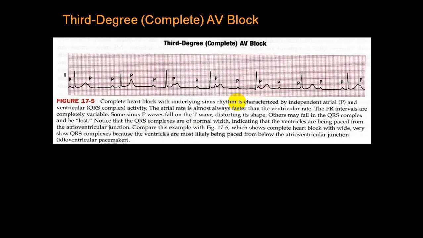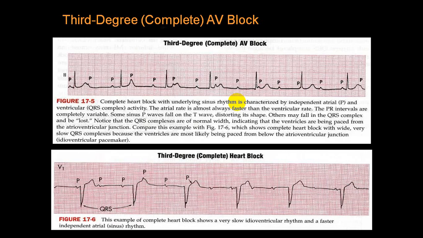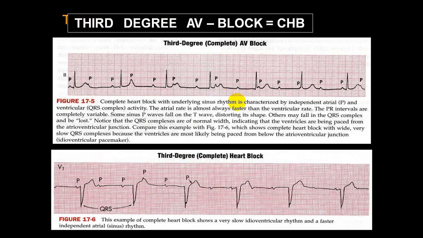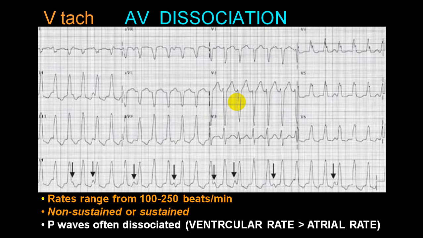So this finishes your AV blocks, third degree AV block or complete heart block, as we call it. Now this is one example of AV dissociation. What happens in AV dissociation? The ventricle is contracting independently, the atrium is contracting independently. Usually the atrial rate is between 60 to 100 per minute, ventricular rate is between 20 to 40 per minute. And the impulse cannot travel from atrium to ventricle, and cannot travel from ventricle retrograde to atrium. Hence, this is called AV dissociation. The atrium has been dissociated from the ventricle.